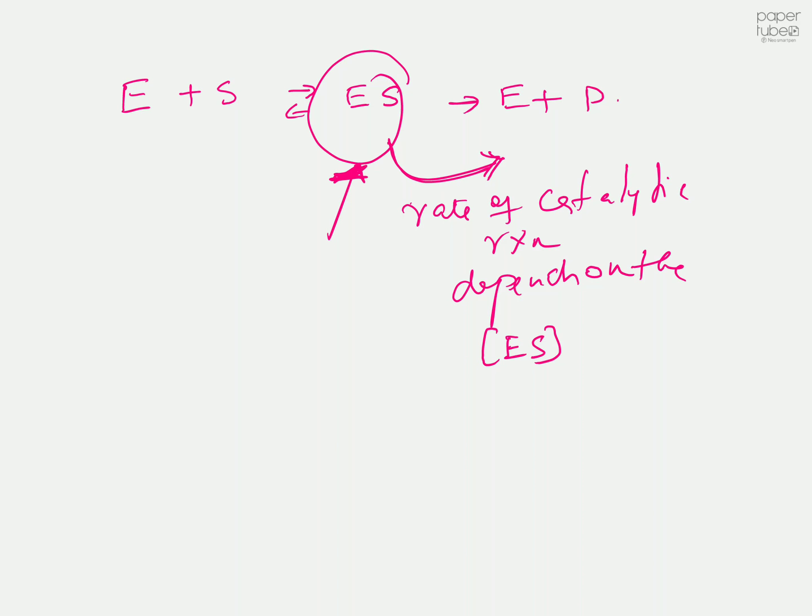So if you add an inhibitor here, and if the inhibitor and substrate have almost the same shape, say this is an enzyme, say this is your inhibitor, and this is your substrate.